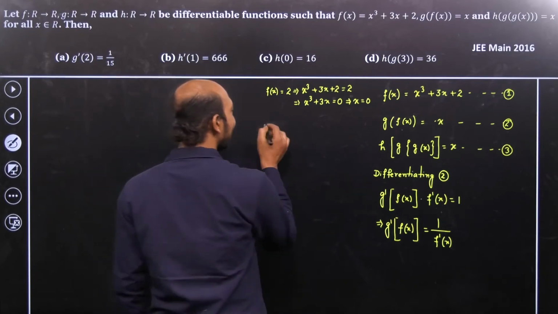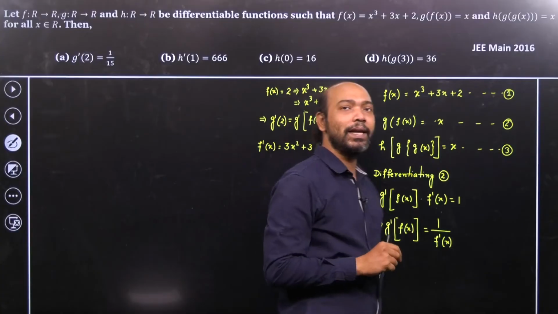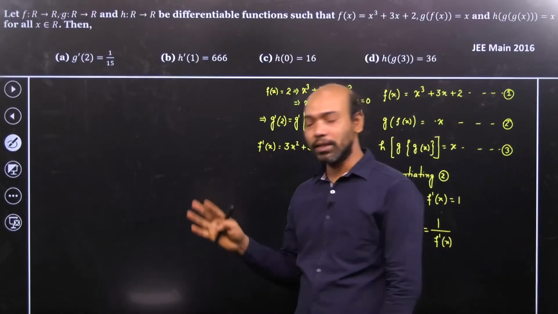So we can easily say that g dash of 2 is equal to g dash of f of 0, which is 1 by f dash 0. Now we need to calculate f dash 0. We can calculate f dash x by simple differentiation of equation 1, which gives you 3x squared plus 3. So f dash 0 is equal to 3, and therefore the final value is 1 by 3. Obviously g dash 2 is given as 1 by 15 in one option, which is definitely a wrong option, so we ignore that.